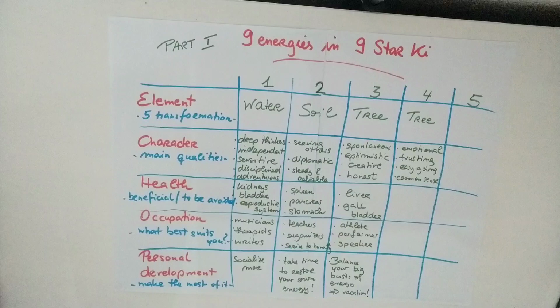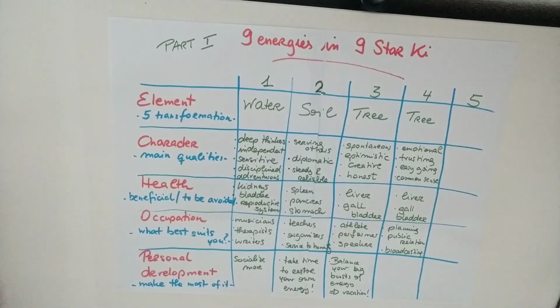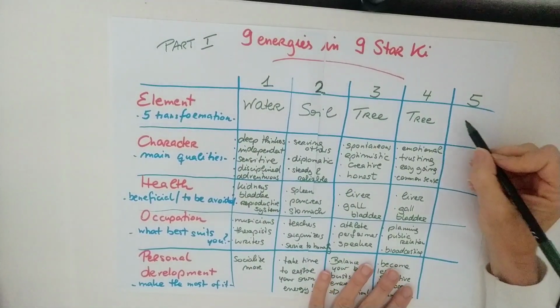You need to protect organs which are governed by tree nature. So that means liver and gallbladder. Planning and designing future projects, public relations, broadcasting would be occupations that best suit your nature. And it would be good to become less sensitive to the influence of the behavior and ideas of those around you. Star energy 5 belongs to the element of soil.